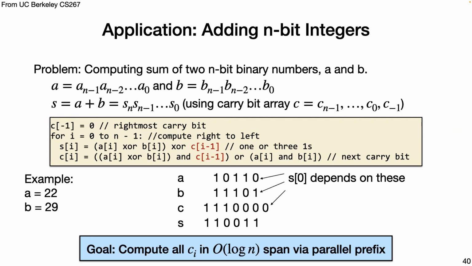A is 22, so this is the binary representation of 22. B is 29, and if you add them, this is the carry bit, so 0 XOR 1, 0, and then there's no carry from the previous one. 1 XOR 0, 0, 1 and 1. This is actually 1, I think. Yeah, because you should get 1 carry from 1 and 1.